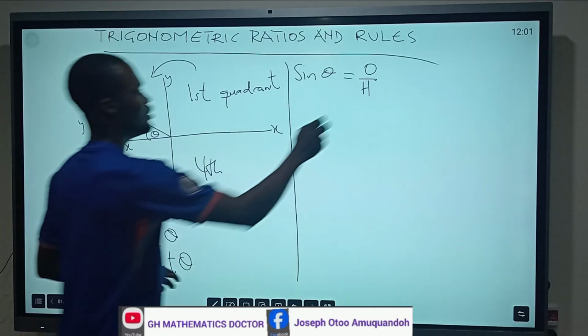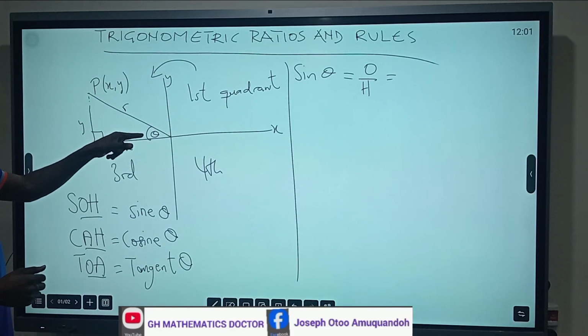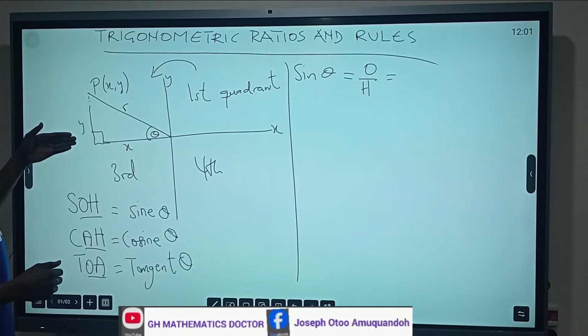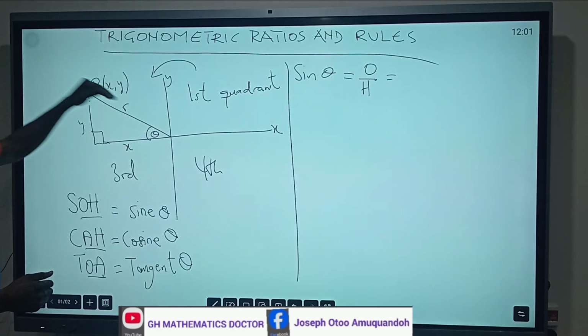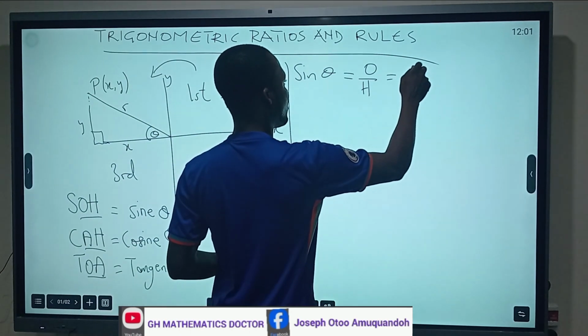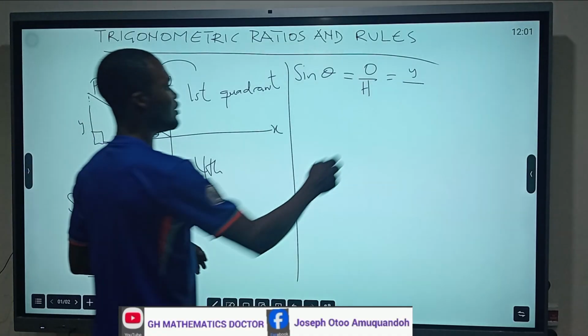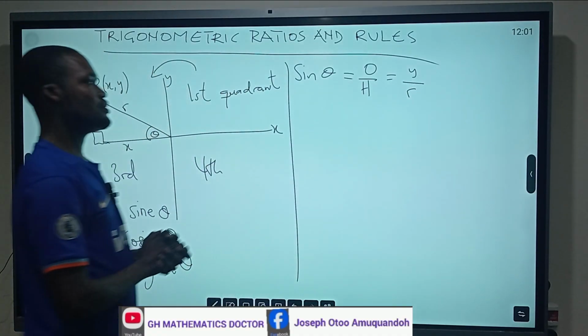Now over here, when we take sine theta, the opposite is what we have here as our y, and the hypotenuse is what we have here as our r. So we are going to use y as the opposite here, and the hypotenuse is our r. This is the first ratio.